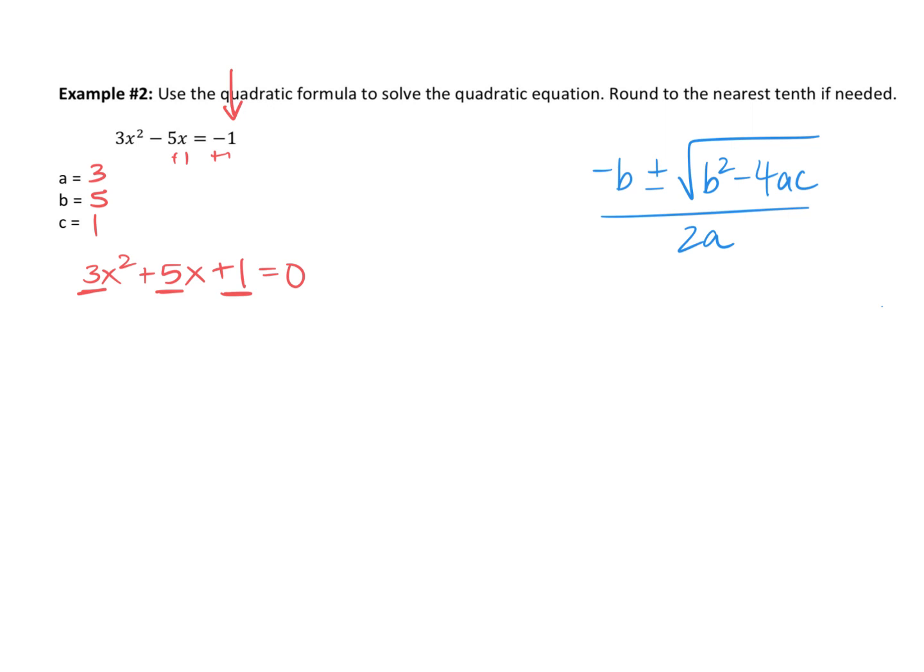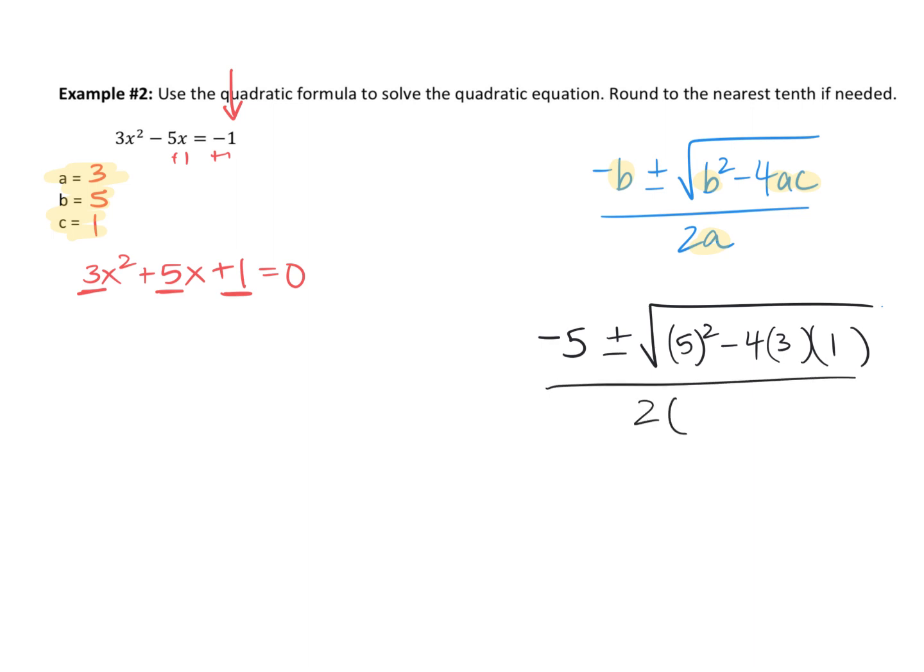Now all I have to do is take those 3 numbers and plug them in over where I see the a, b, and c. So I'm just kind of rewriting it. So don't do this in your head. The first time we're doing this, write this down. All right, so I have negative b, well, b was 5, plus or minus the square root, b squared, so 5 squared, minus 4. Instead of an a, I'll put a 3. Instead of a c, I'll put a 1, all over 2 times a, which is 3.